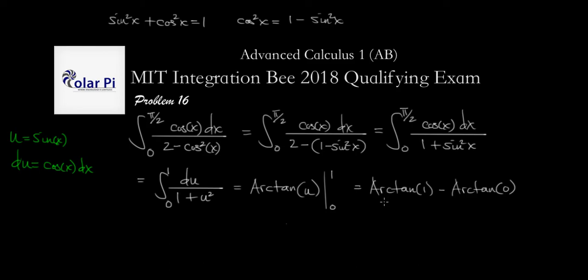So we're trying to think of an angle whose tangent is 1. So the opposite and adjacent sides need to be the same. That's a 45-degree angle, so that's pi over 4. And then arctan of 0 is 0, however you'd like to think about it. So pi over 4 minus 0 is pi over 4, the correct and final answer. Yeah? Cool. All right, keep watching.